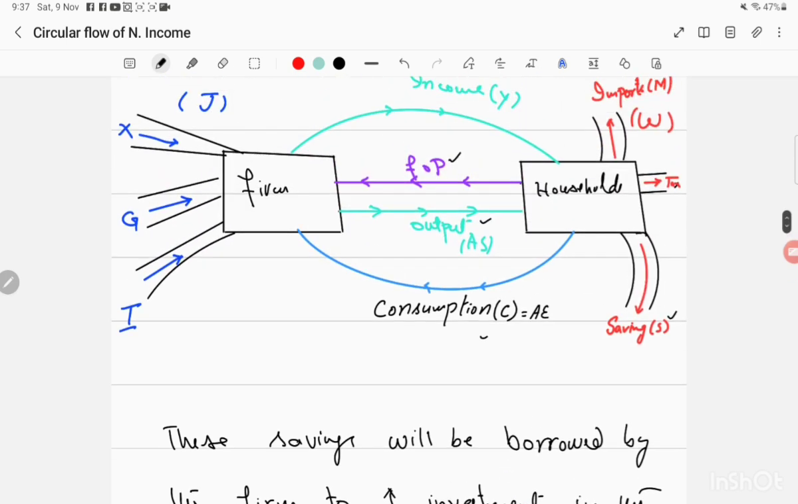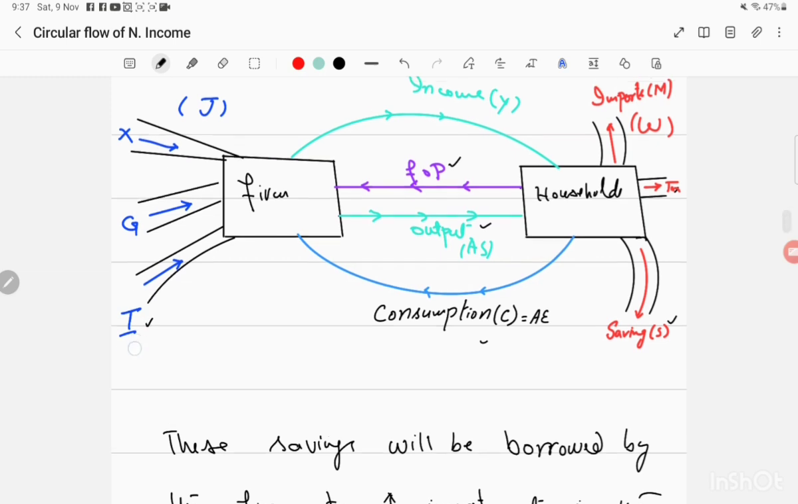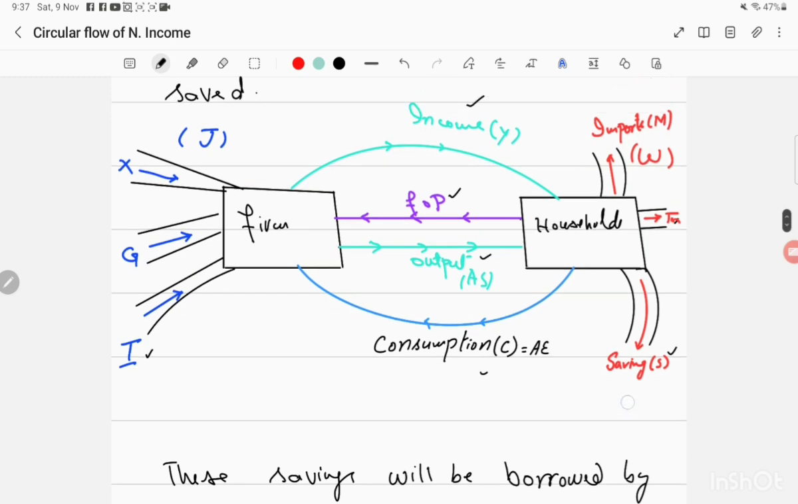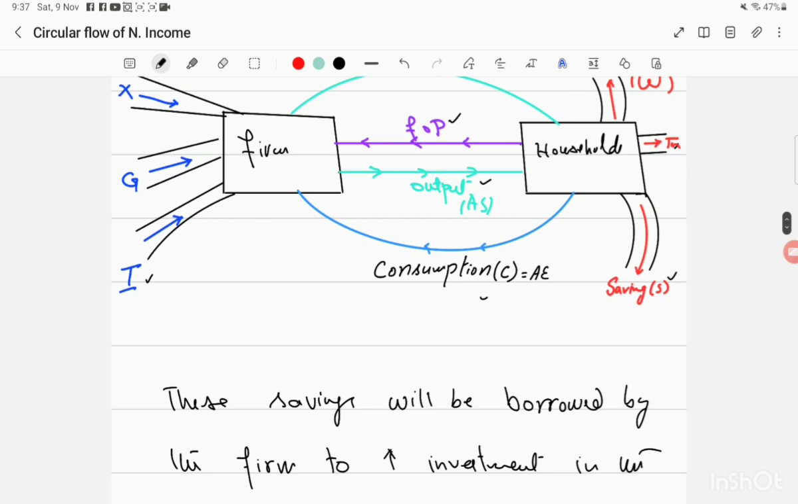So here we find the injections on the firm side. The first injection will be the investment by the firms. So whatever the saving was made by the households, that was kept in the banks. So firms or the producers, they will be borrowing those funds in the form of loans, and they will try to buy the capital goods, and which is called the investment. Creation of new capital goods will be called investment. So investment is injection to the circular flow.